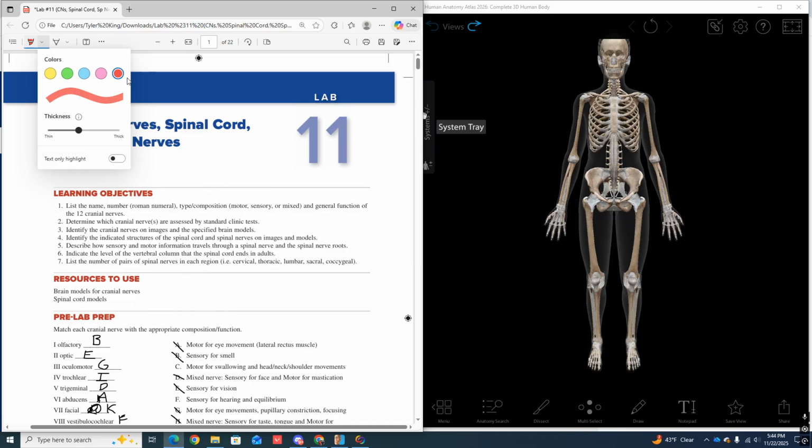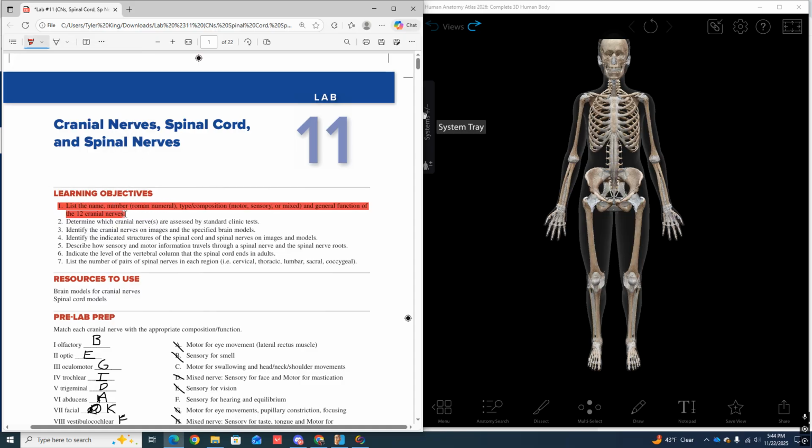All right. So with that, once again, guys, we'll come down here and highlight. We definitely talked about the cranial nerves, numbers, compositions, all that stuff. We determined which ones are assessed by the clinical tests. We identified them on the images and the models. We looked at the structures on the spinal cord and the spinal nerves. We showed how the sensory and motor information travels through a spinal nerve and the roots. Remember, when they're in the nerve, they're kind of combined together. And then number 6 here, we talked about the level of the vertebral column that the spinal cord ends, which is roughly like T12, L1, L2 at the conus medullaris. And then lastly, we talked about all the spinal nerve pairs in the cervical through the coccygeal regions.